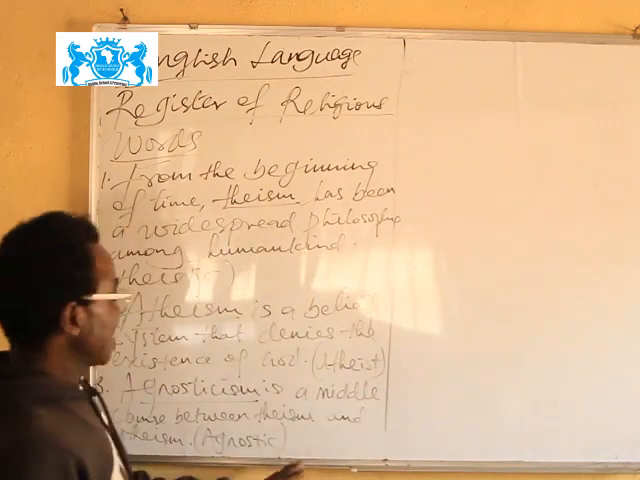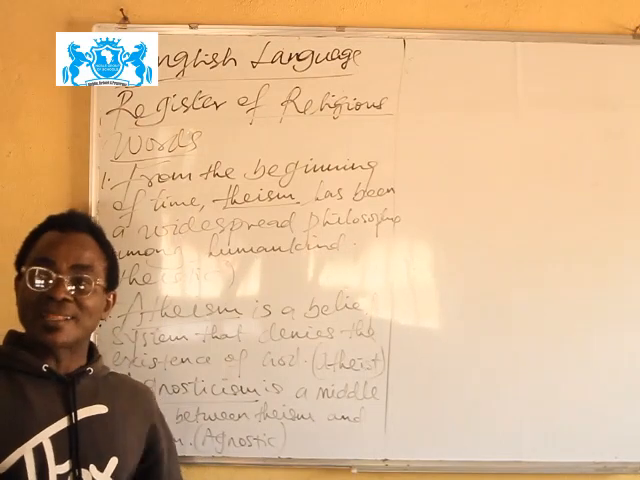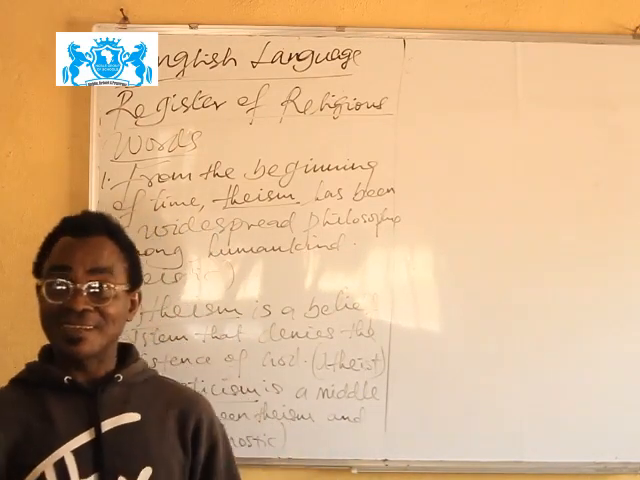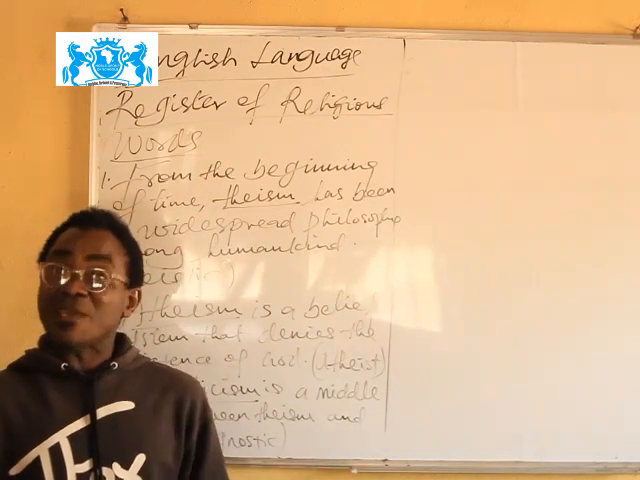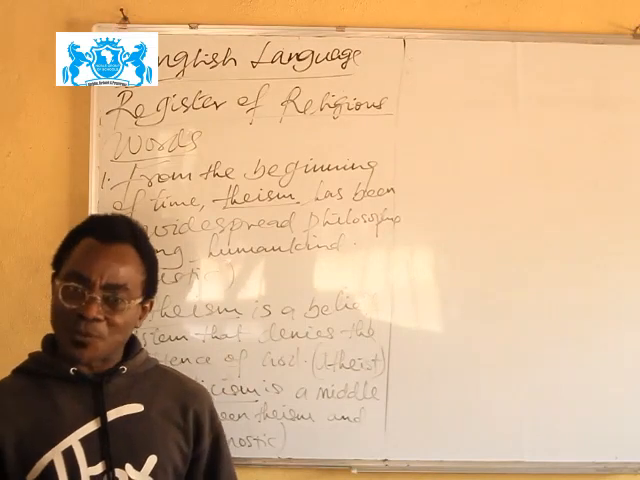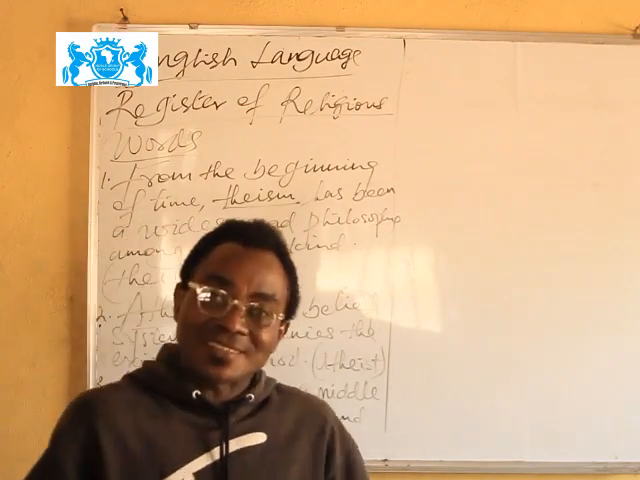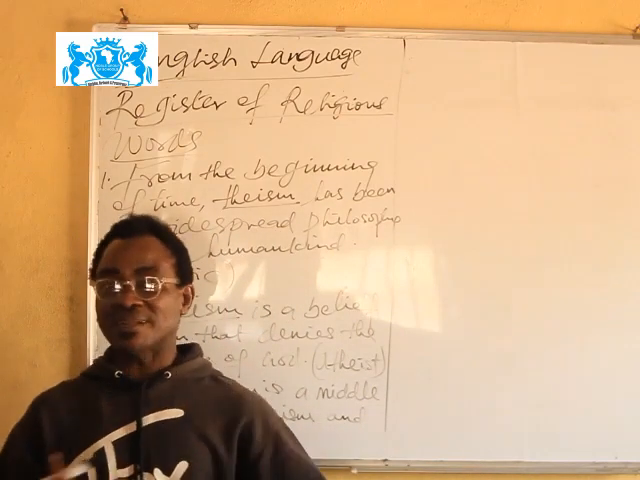The agnostic does not deny the existence of God. Rather, the agnostic says that there is no way of knowing whether God exists or not. God is unknowable. That's what the agnostic declares. If He exists, there is no way of proving that He exists. If He doesn't exist, there is no way of proving that He doesn't exist. So it's a middle way, so to say, a middle course.